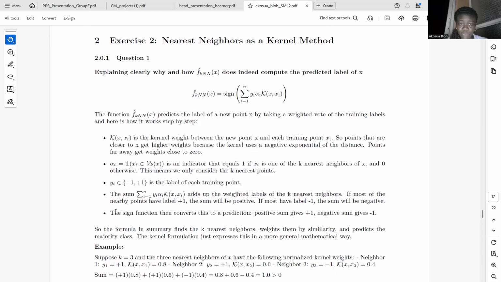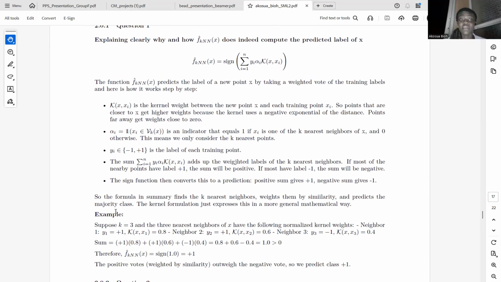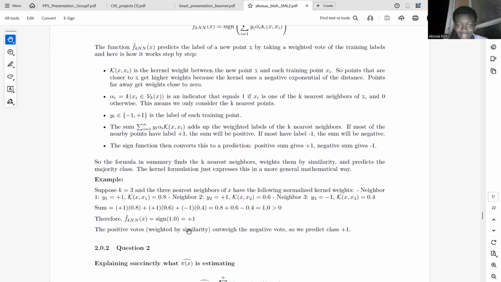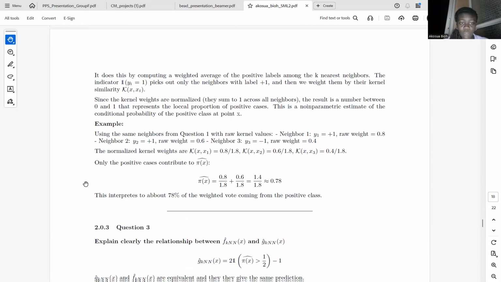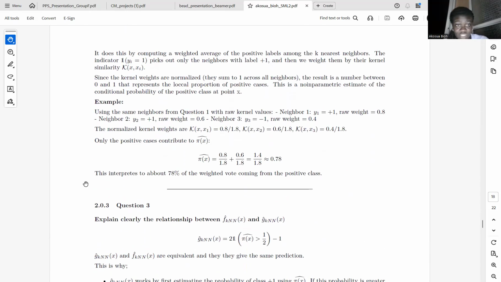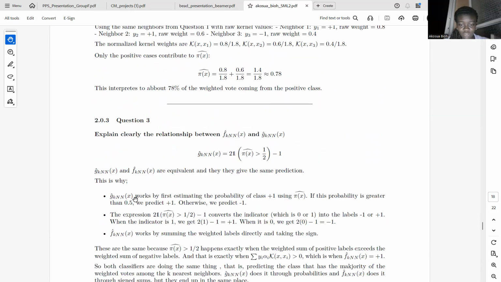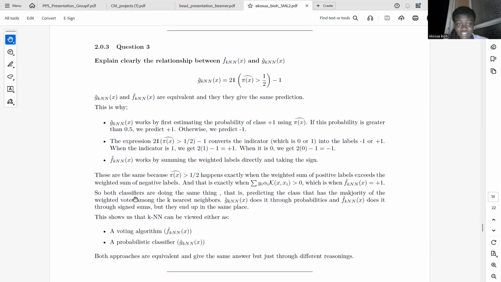Now y i is just the label. So the whole thing is saying: look at the k nearest neighbors, weight them by how close they are, add up the votes, and then the sign will tell us which class wins. That's how the KNN works. And we also looked at how pi of x is estimating the probability that you belong to class one. It's just asking, among the k neighbors, what proportion are positive? If most of your neighbors are positive, pi of x will be high. If not, it will be low. Now we proved that there are two ways of doing KNN, the voting way and the probability way, and that is exercise 3. They are all the same but different methods.